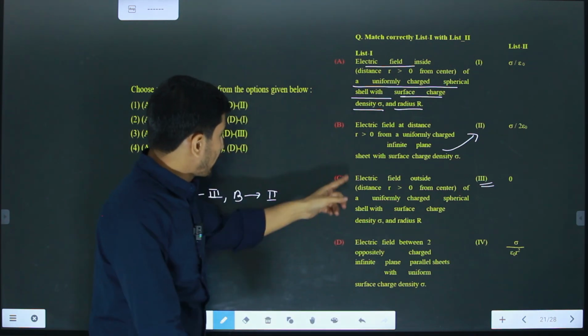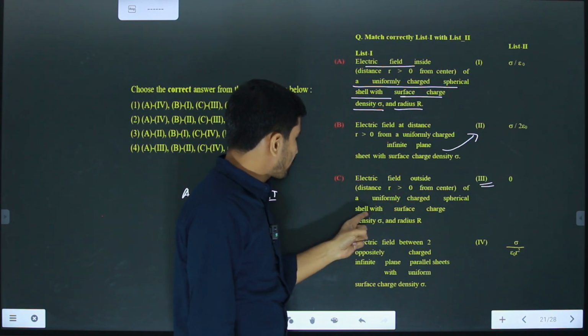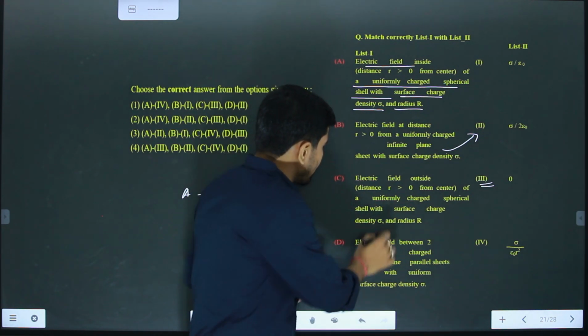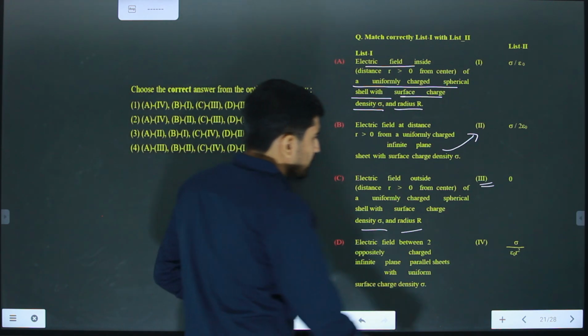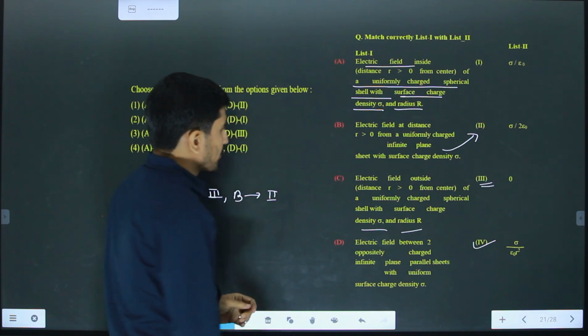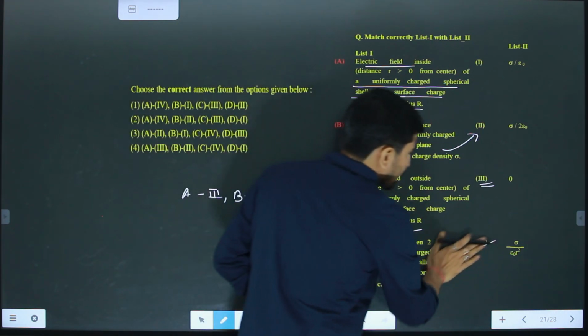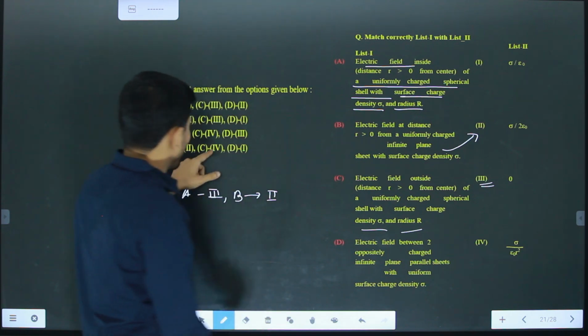Alright, now next one. Electric field outside a uniformly charged spherical shell, surface charge density is sigma and radius r. Well, I think this will be this one. Option 4, but this is dimensionally incorrect because I think some r will be here. Alright, so C will go with 4.